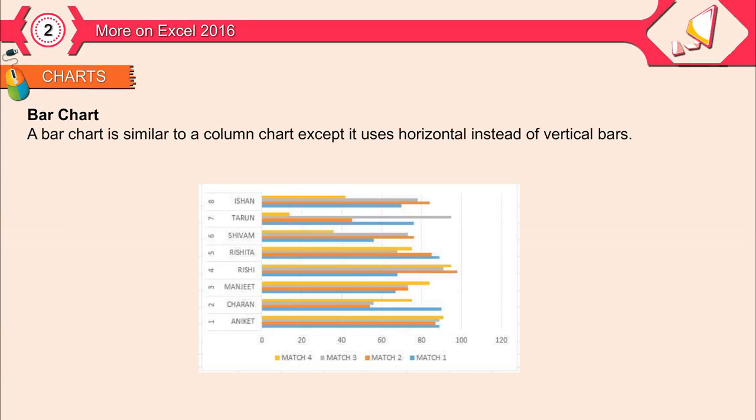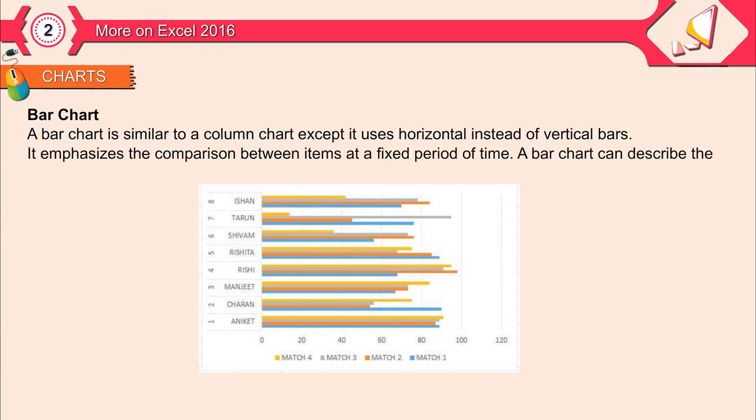Bar chart. A bar chart is similar to a column chart except it uses horizontal instead of vertical bars. It emphasizes the comparison between items at a fixed period of time. A bar chart can describe the relationship of several variables at once.